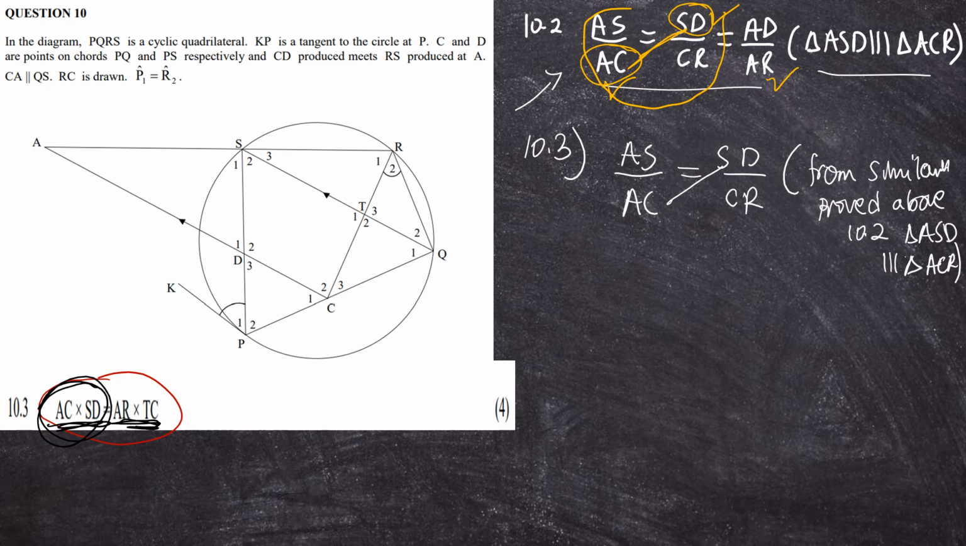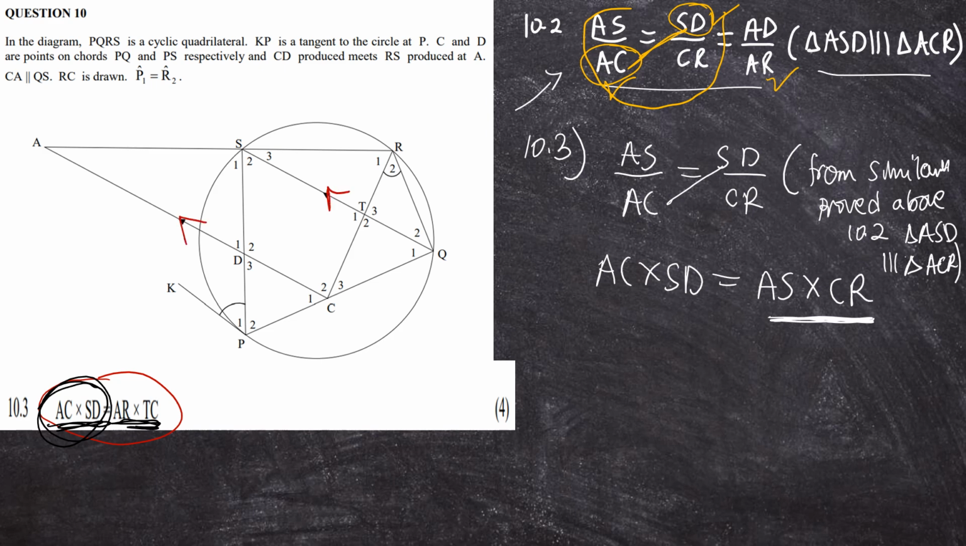So we're just going to cross multiply. We'll have AC multiplied by SD is equal to AS multiplied by CR. Okay, that is that. Then we can now go and check how we can prove that AS times CR is the same as AR times TC. Okay, so we can actually prove this from this bigger triangle here.